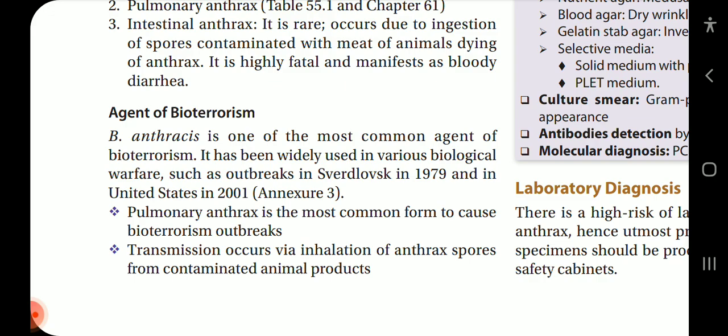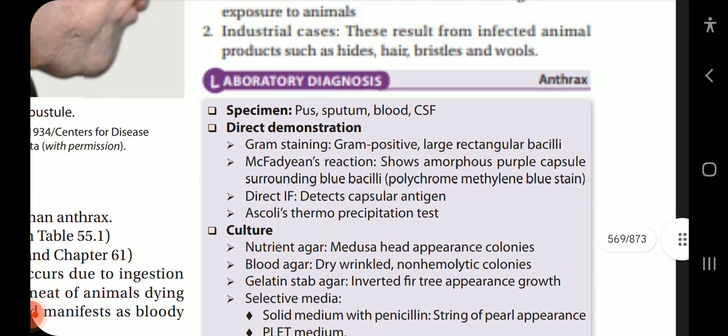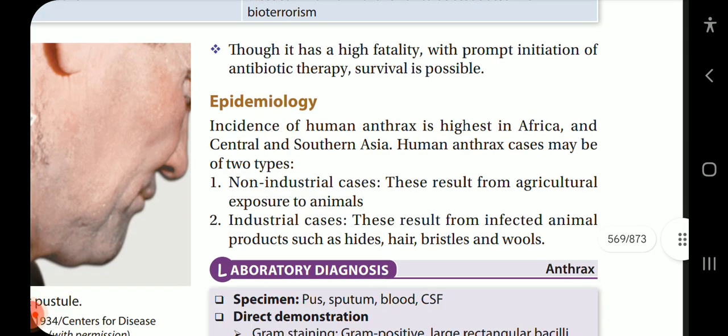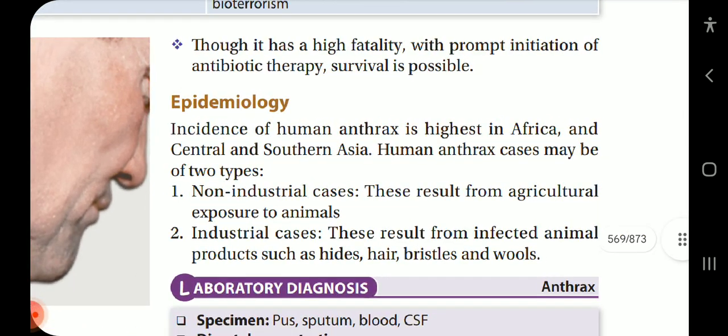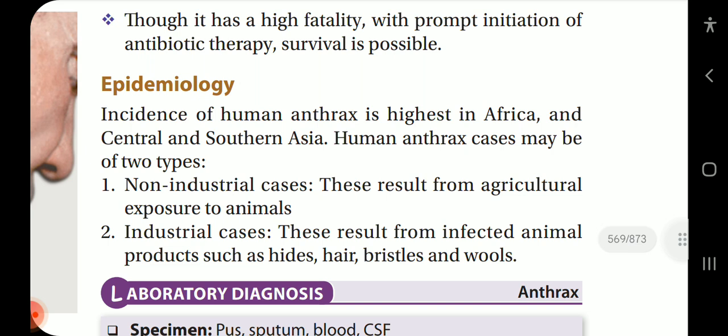Transmission occurs by inhalation of anthrax spores from contaminated animal products. Though it has a high fatality, with prompt initiation of antibiotic therapy, survival is possible.